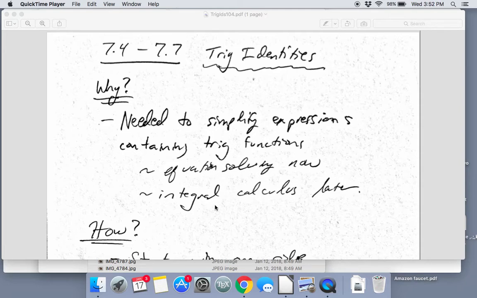Later, you'll also need this for integral calculus. When you take your calculus class, you'll see that for some of the computations you have to be able to simplify the expressions just to be able to do the computation. So that's a little bit about why we need them, mostly to replace expressions.